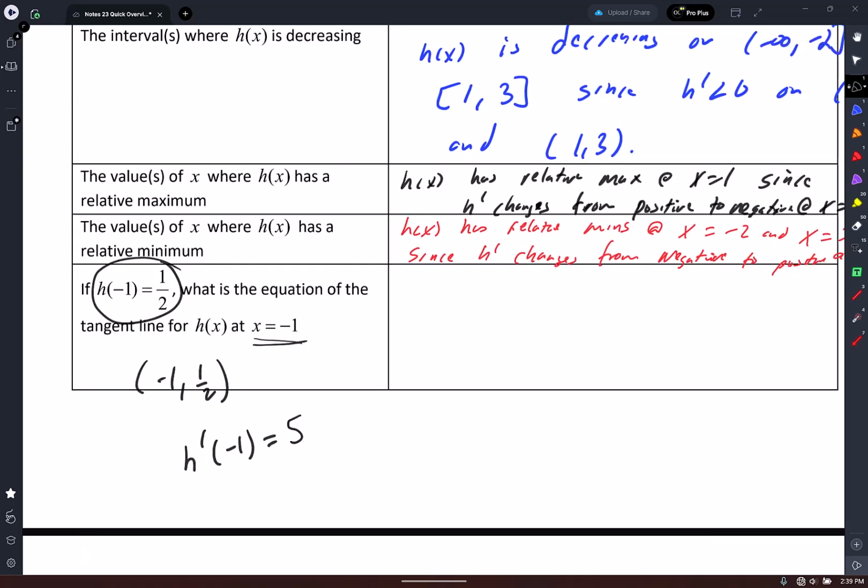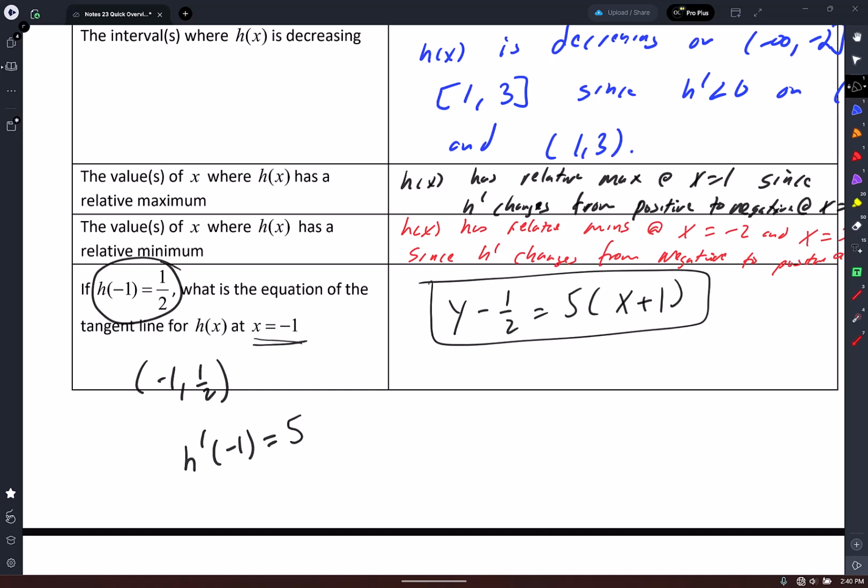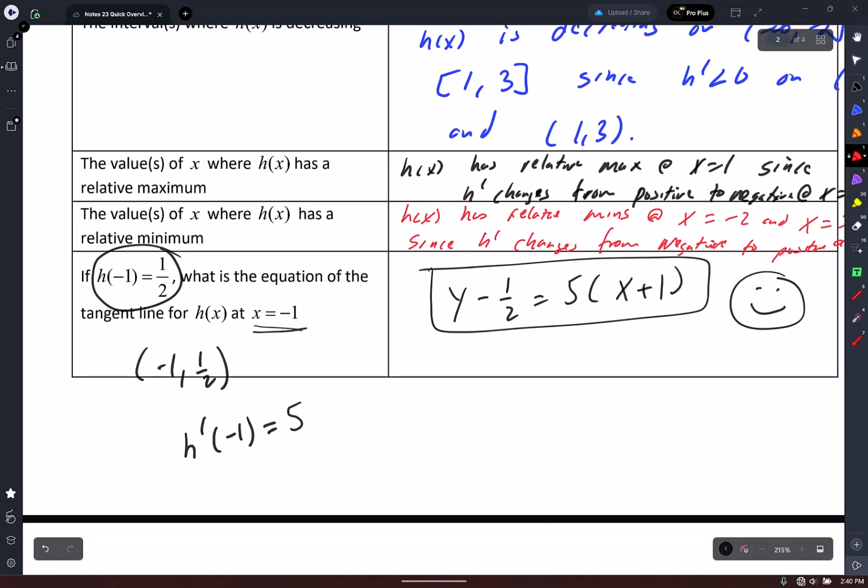So my tangent line is y minus half equals 5 parenthesis x plus 1. Do I have to simplify it in terms of y equals mx plus b? No, that is full credit right there. Your professor might tell you to simplify in point slope form or a different form, but that's good enough for us. Are we okay?